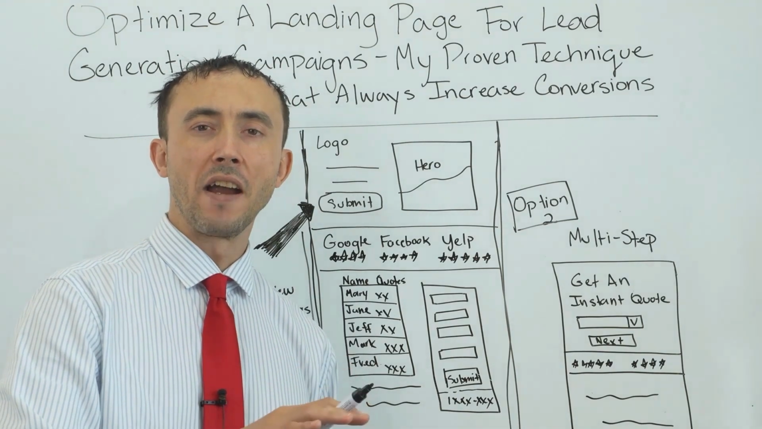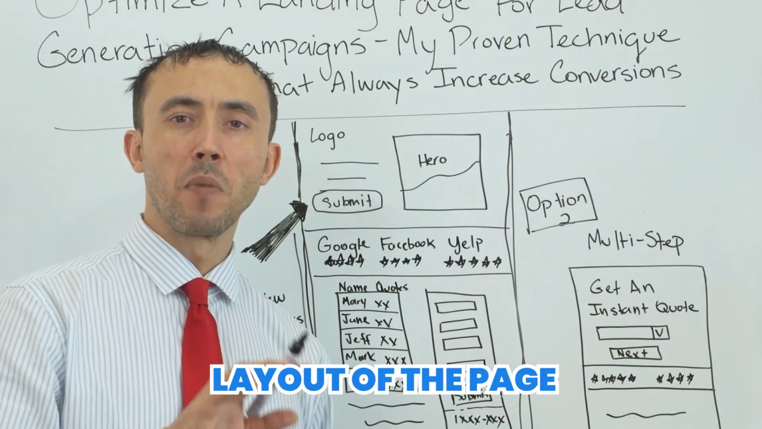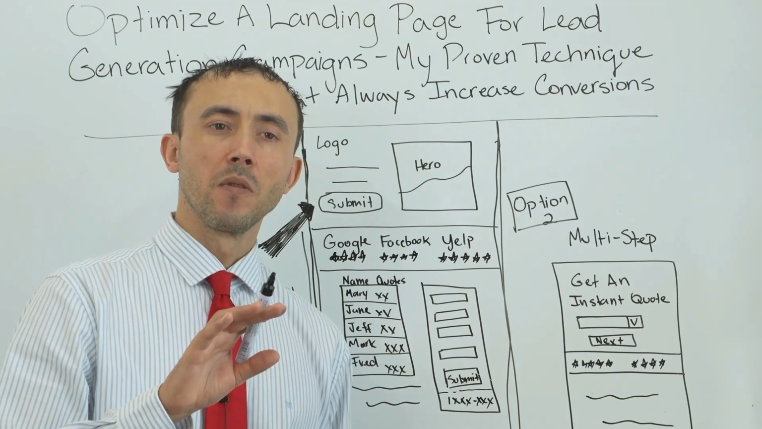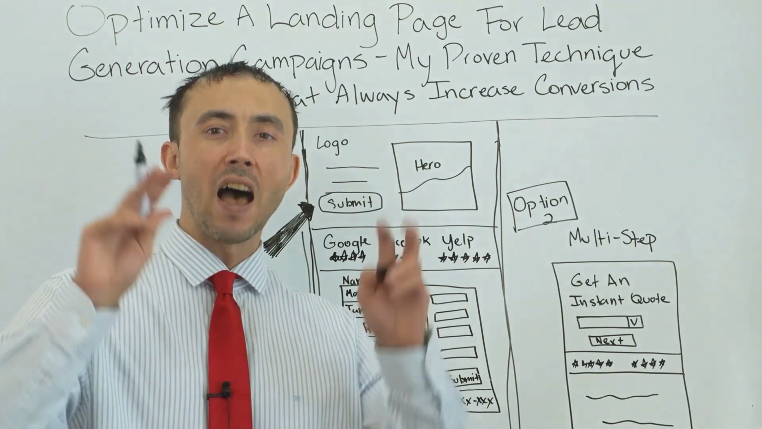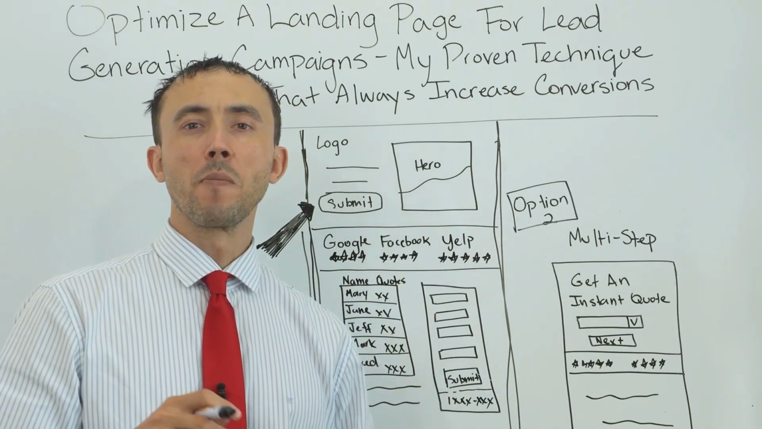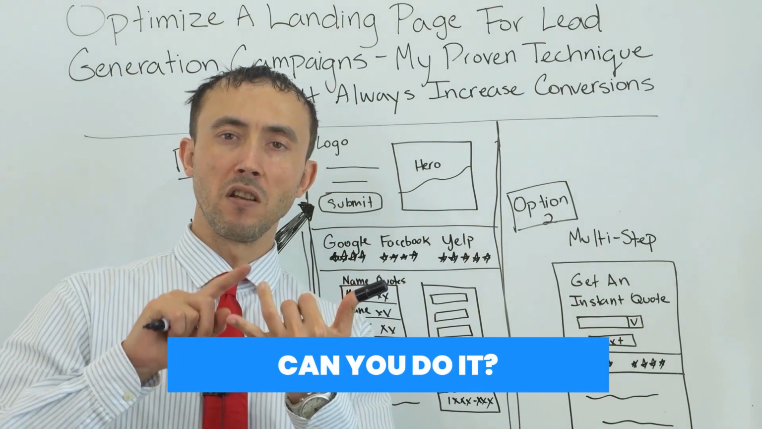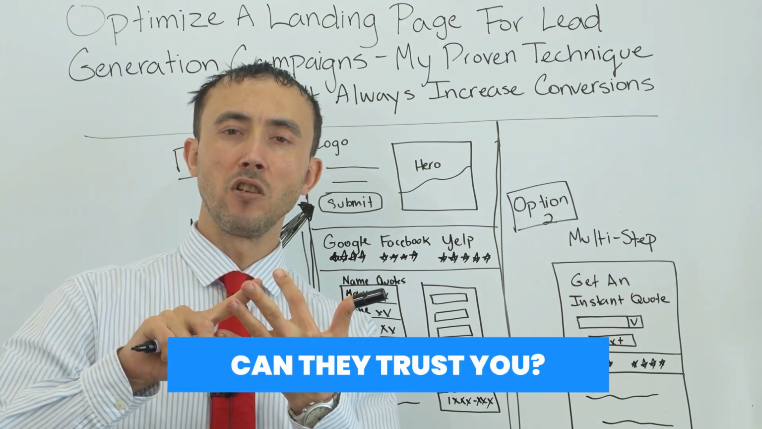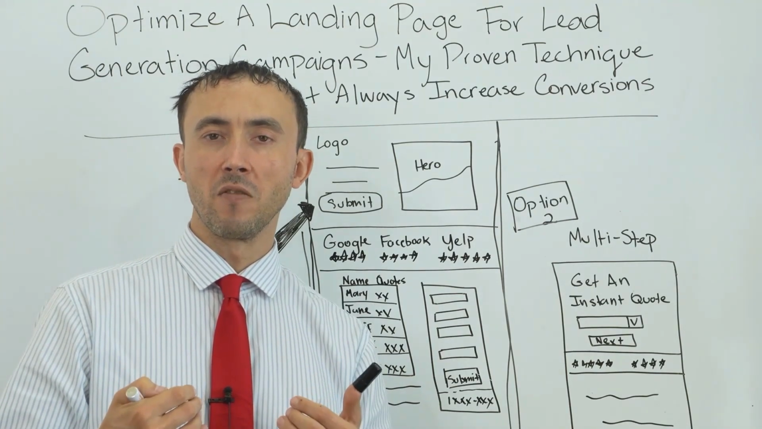Now, the key thing you've got to know about making landing pages that convert at those kinds of rates or higher for a lead generation campaign is that the layout of the page is ultra important. Why? Because the main thing you've got to do to get sky-high conversion rates is to make people not think, so to say. The more people have to think to get the key information they need from you, that is, can you do it? Do you cover their area, assuming it applies to you? And can they trust you? The quicker they get those three pieces of information, the more they're going to convert.